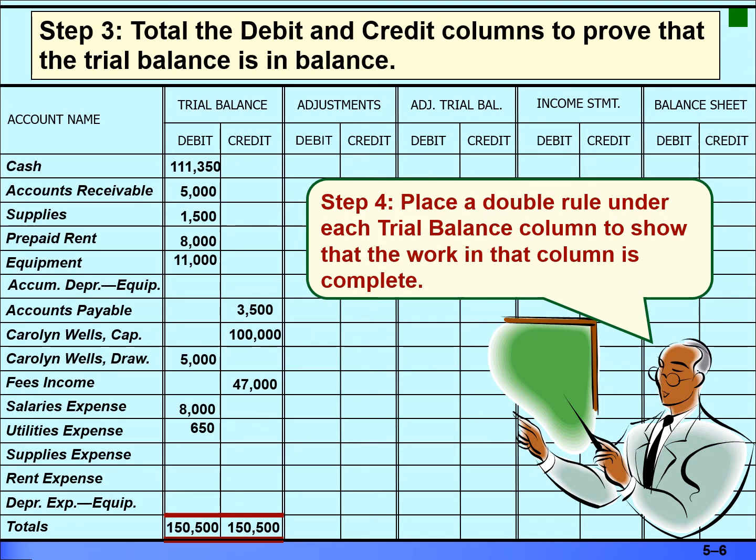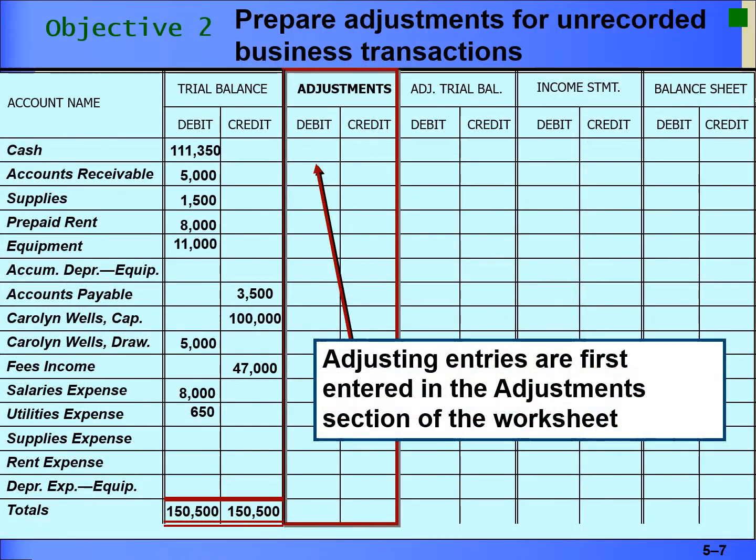And notice once you have entered all the balances from your ledger, you total all your debits, you total all your credits, and if you look at the very bottom, you've got 150,500 total debits equals 150,500 total credits. Next, you would use this column to enter whatever specific adjustments you're going to enter. Once you do that, you'll either add or subtract to these amounts in the trial balance to then get the adjusted trial balance.